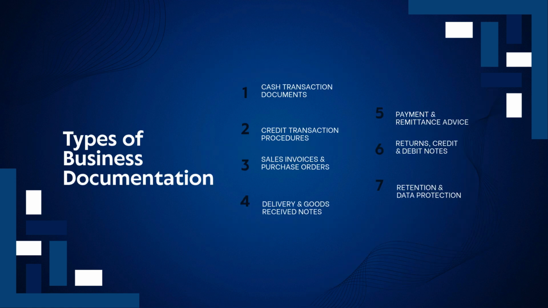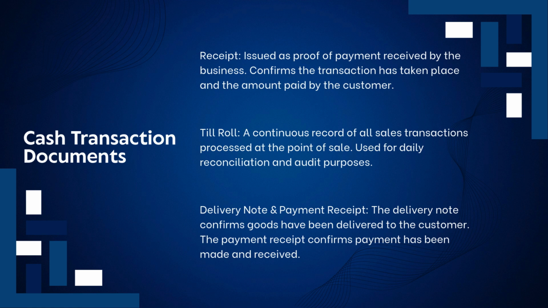So in this section, types of business documentation. There are numerous documents flowing in the organization, in numerous activities. If you go to sales, there are numerous accounting documents. If you look at purchases, there are also lots of types of documents. So: cash transaction documents, credit transaction procedures and documents, sales invoices, purchase orders, delivery and goods received notes. We will be covering each of them in turn.